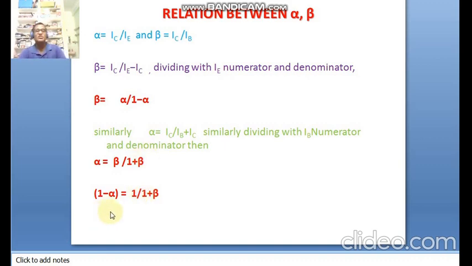I didn't solve the total solution here. How can we get 1 minus alpha? Here, by cross multiplying it and taking 1 minus alpha on one side and the remaining terms on the other side, you will get the value of 1 minus alpha is equal to 1 by 1 plus beta. These are the mathematical relations between alpha and beta.